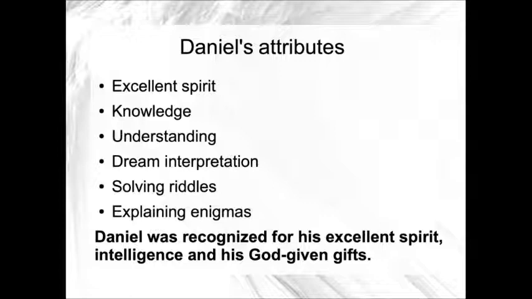But I kind of condensed them into this one sentence at the bottom. And so the attributes that made Daniel someone they wanted to turn to for advice, it said that he had an excellent spirit, knowledge, understanding, dream interpretation, solving riddles, and explaining enigmas. And those last 3, those are referring to his spiritual walk with God that made him be able to interpret dreams and stuff like that. Like when it says solving riddles, they're bringing him in to solve a riddle that's written on this wall, is basically what's going on. And so I've condensed it down.